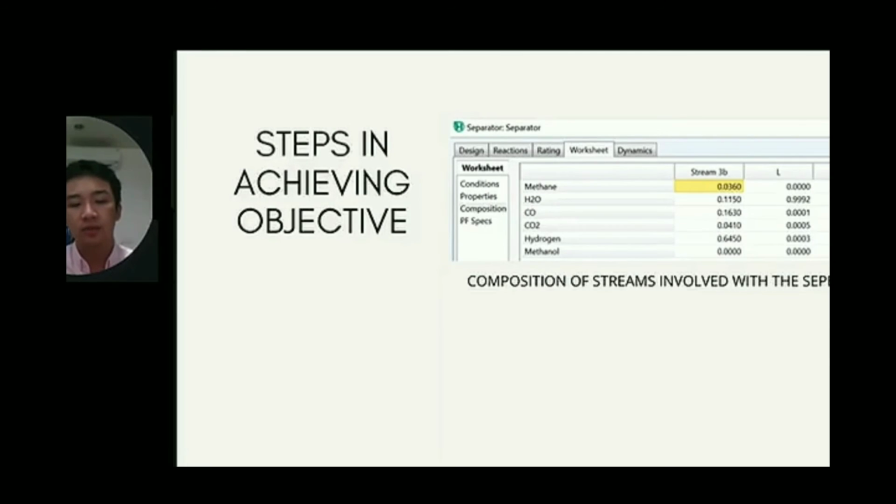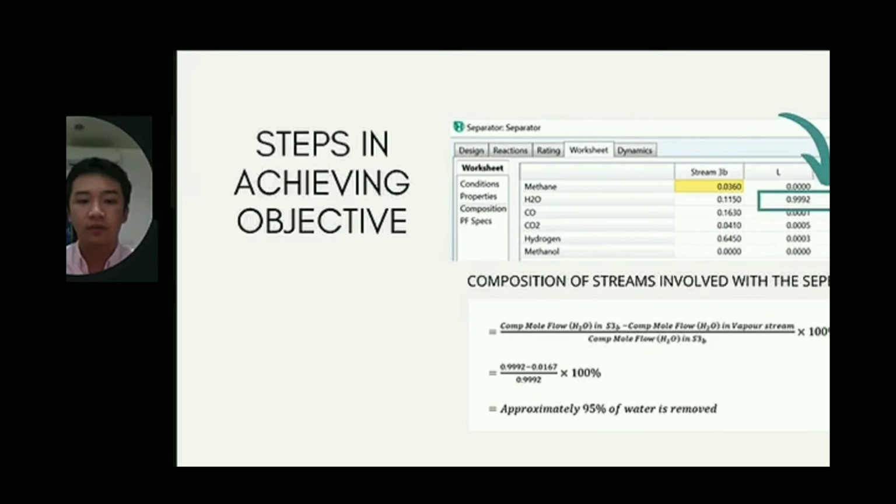And these are the compositions of the streams with the separator, which is later used to calculate the percentage of water removal. We've calculated the percentage of water removal using this formula below, where we can say that approximately 95% of water is removed. That is all.